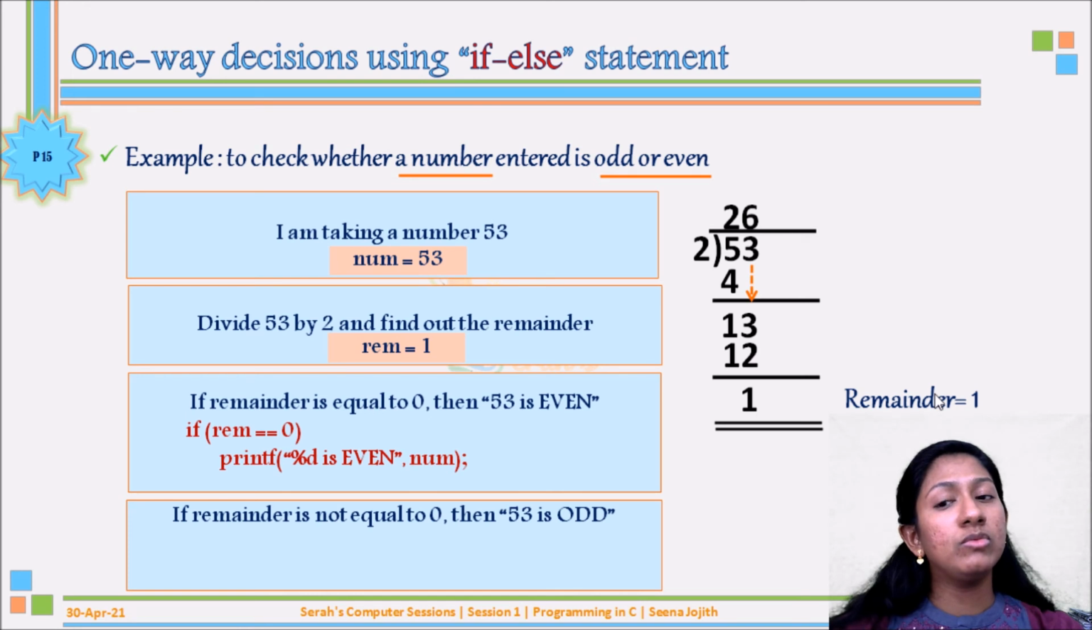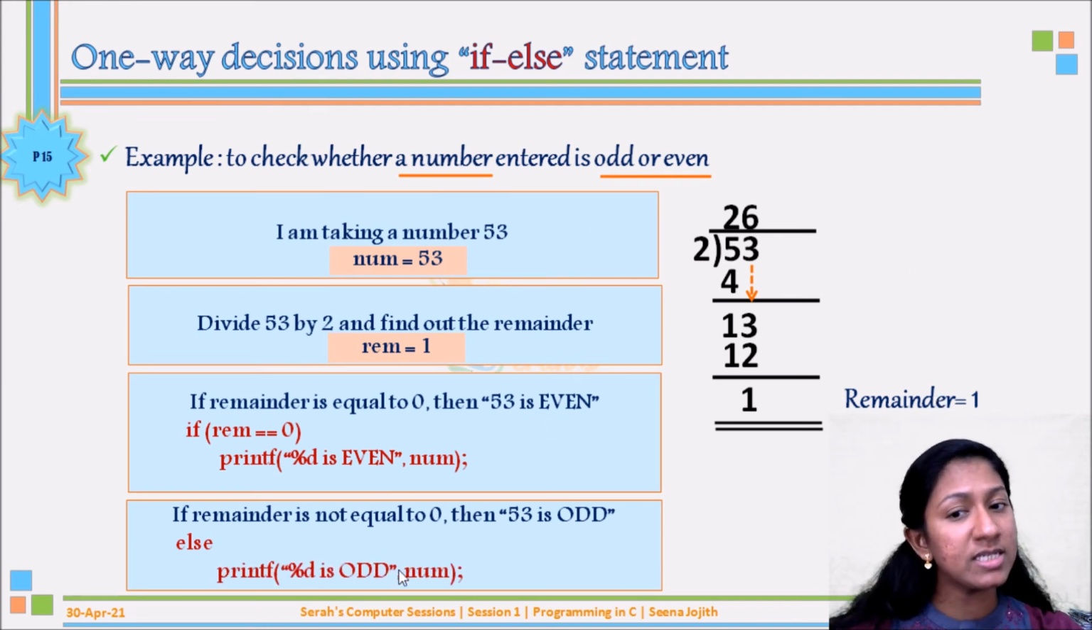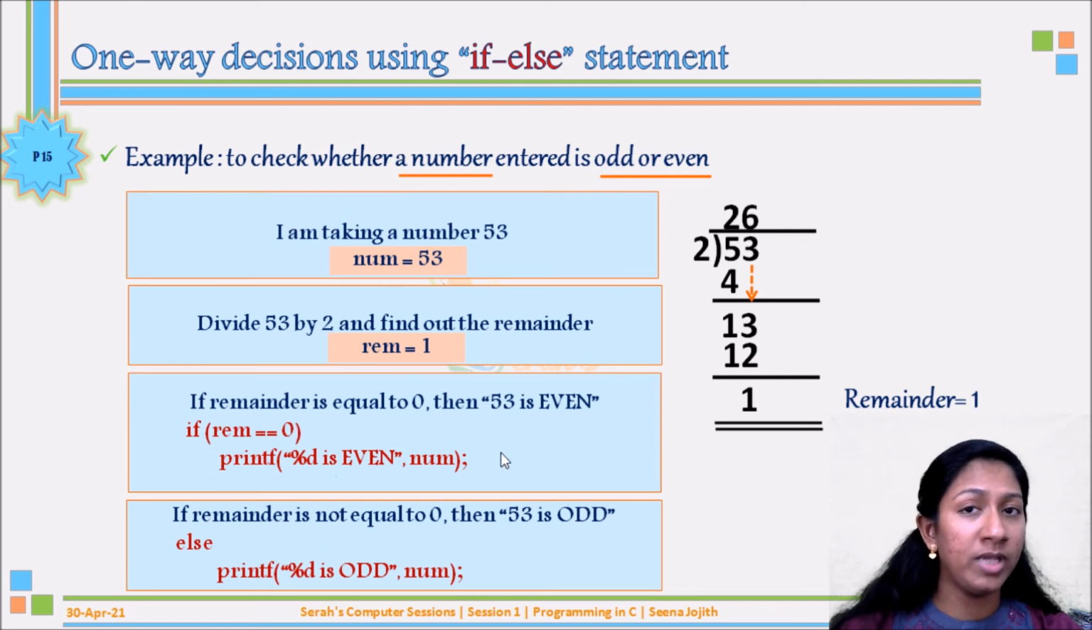So if we have to accomplish this particular condition, how will we do it? We can write an else. Else printf "%d is odd", comma, num. So whatever other value rem will hold, the control will jump onto the else portion. Only if the rem value is 0, this statement will be executed.